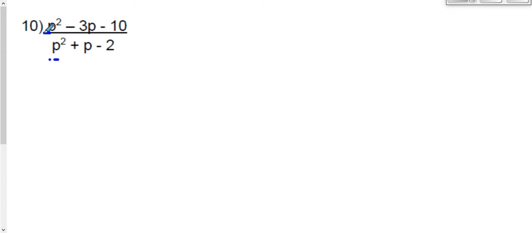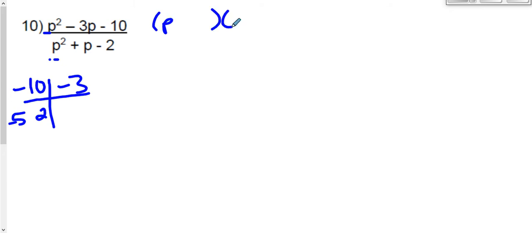So for my numerator, I'll factor that by finding two things that multiply to negative 10 and add to negative 3. Those numbers are 5 and 2, and if I want my 3 to be negative, the 5 has to be negative. So we'll go ahead and have our p's on top, and we'll put in the negative 5 and positive 2 that are my factors. And then we'll factor my denominator.